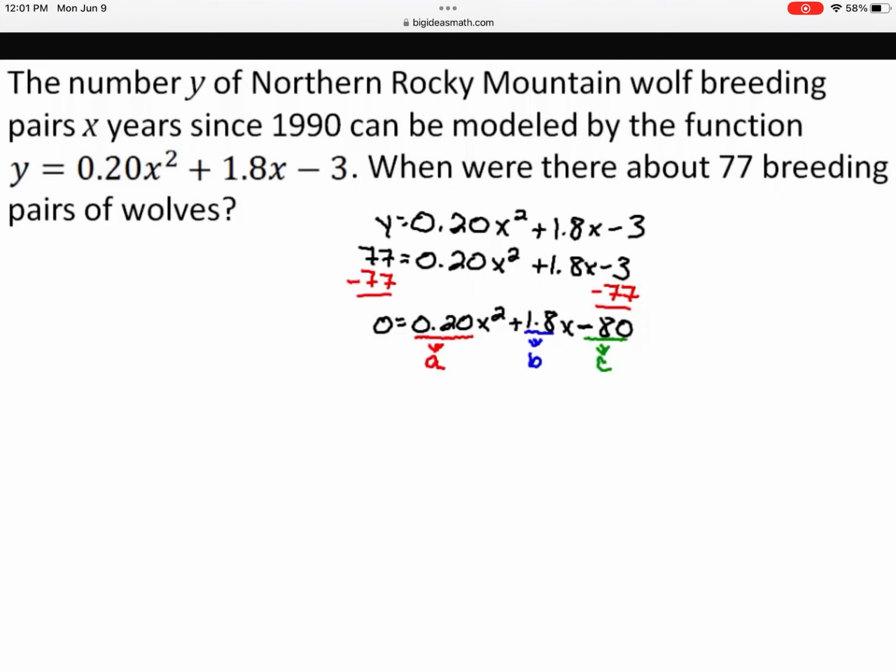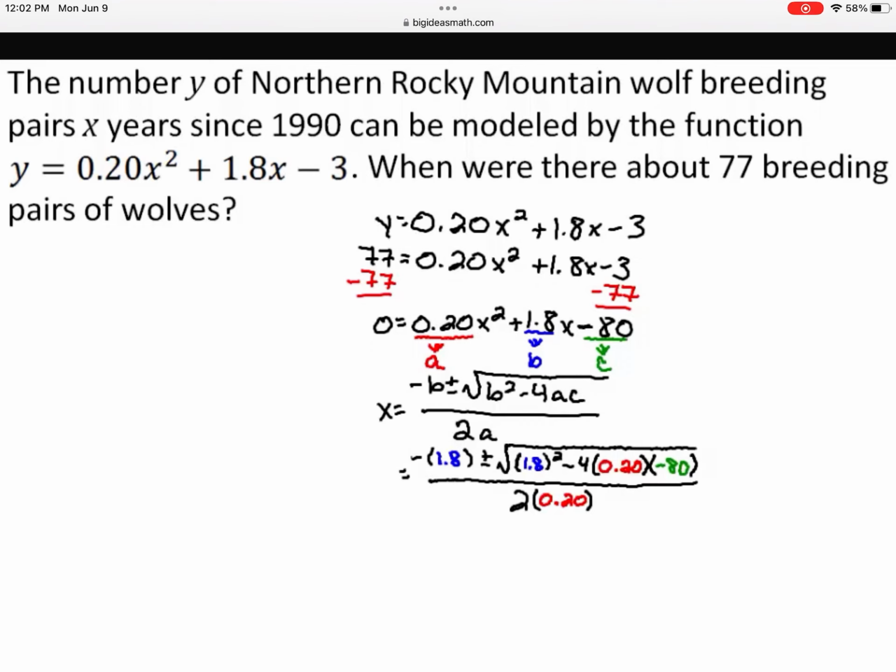The quadratic formula says the real solutions of the quadratic equation ax squared plus bx plus c equals 0 are x equals the quantity -b plus or minus the square root of the quantity b squared minus 4ac divided by the quantity 2a. Substitute 2/10 for a, 1 8/10 for b, and -80 for c. The negative of 1 8/10 is -1 8/10.